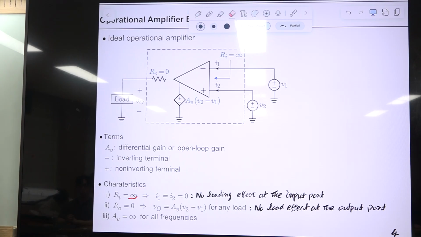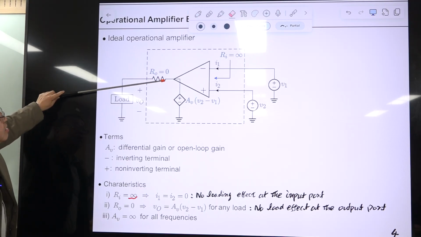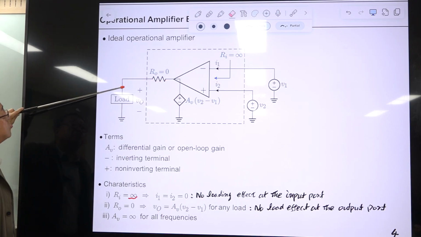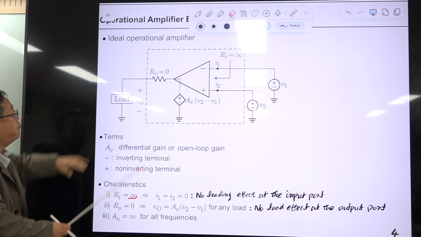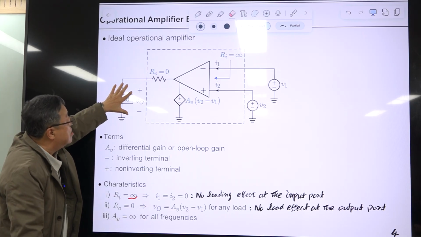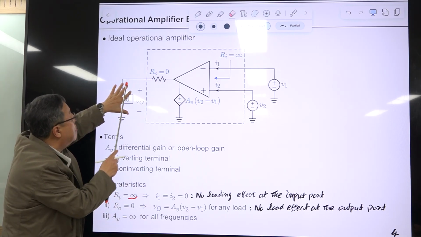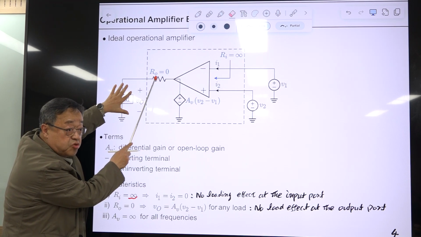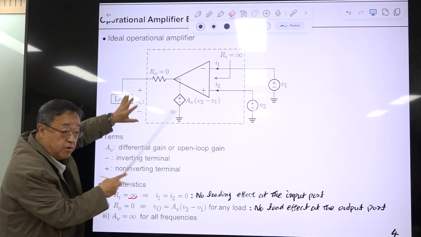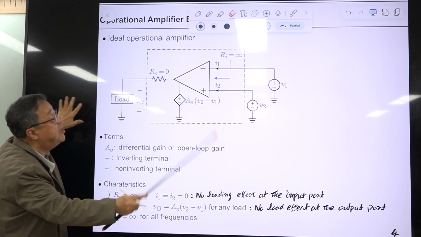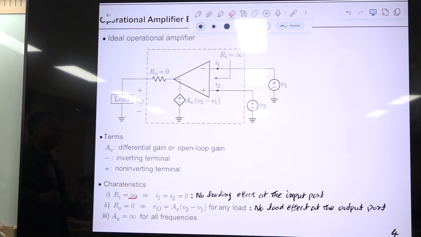Same is true for this. If we assume this, then whatever you connect, this voltage will appear directly. Otherwise, if the load has some resistance, then this voltage will be divided by this one and this one. Assume this is non-zero, then this value and this value will be different. So this eliminates any loading effect in the input port and output.